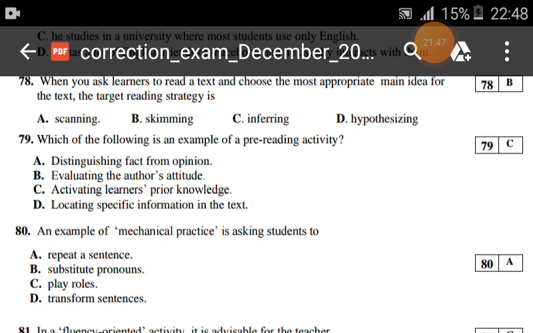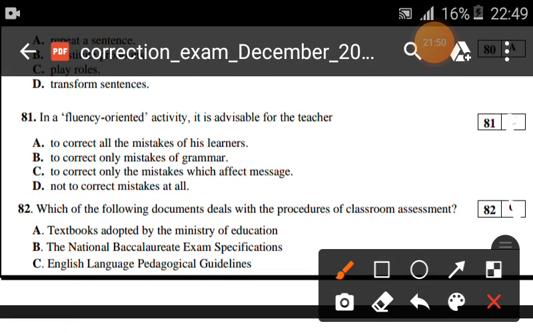Let's move to the next part. Stage D. Not to correct mistakes at all. So here the right answer is C.